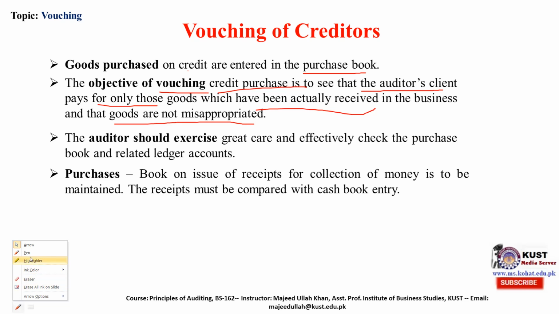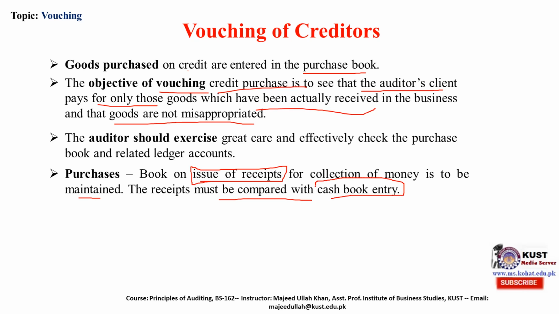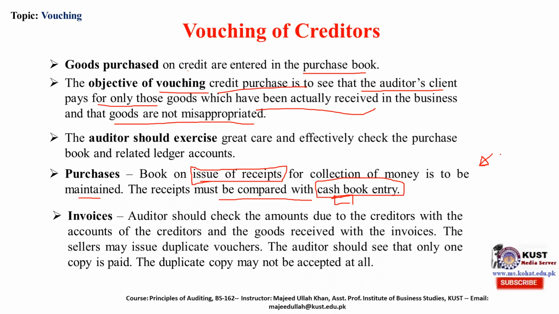Purchases. A receipt is issued by the payee for the collection of money and is to be maintained. The receipt must be compared with the cash book entry. For example, the creditor gave you a receipt saying he has received 100,000 rupees, while in the books 110,000 rupees have been paid. So these should be checked properly. It should be matched with the receipts provided by the external party or the creditors against the amount received.